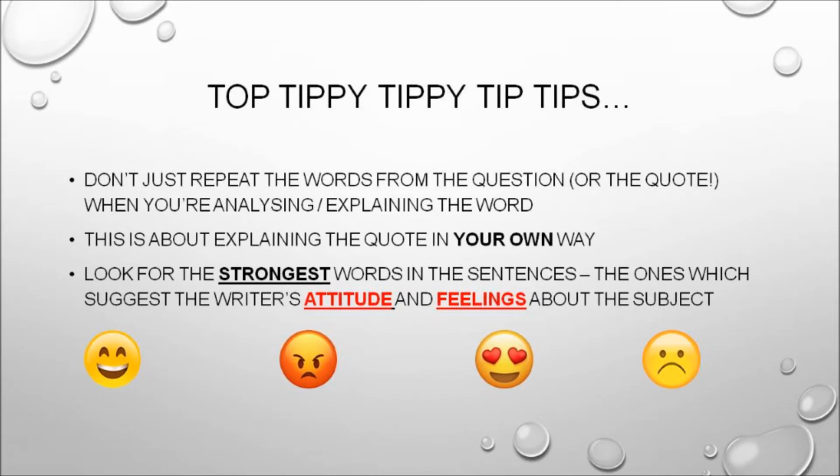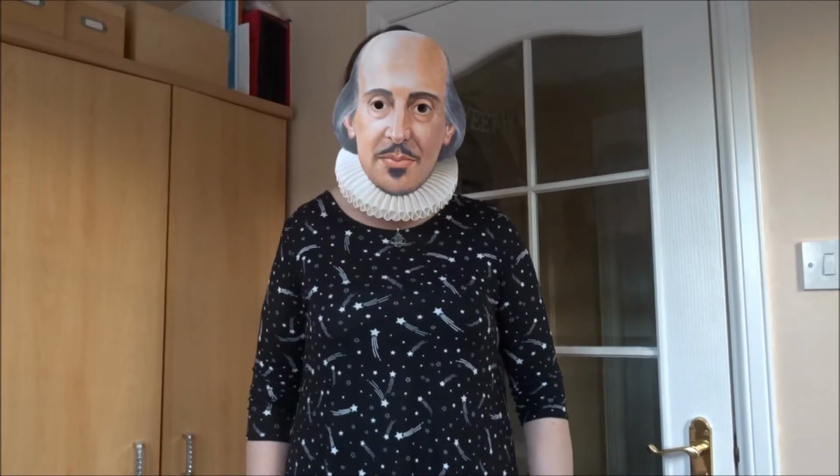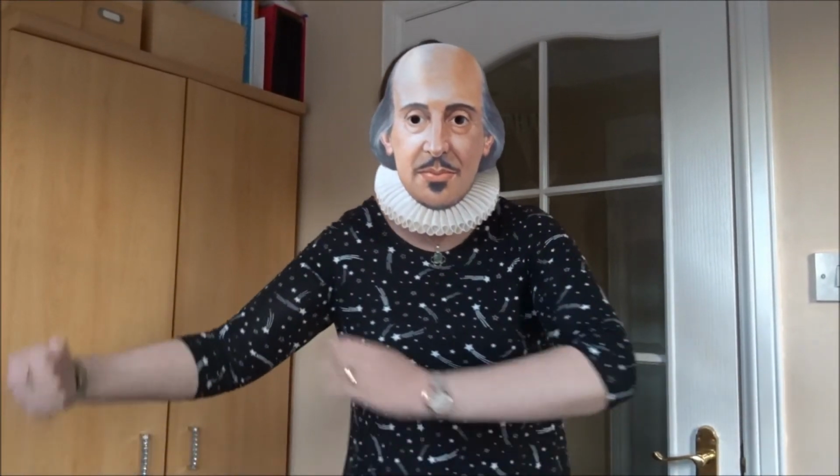Alright, so top tips. Don't just repeat the words from the question or repeat the quote again when you're analysing or trying to explain it. It's about trying to explain that quote in your own way, so using your words. So how do you find the word that you're looking for? Well, really, you're looking for the strongest words in those sentences, whatever the section is. The words that suggest either the writer's attitude or feelings about the subject. So it's really the really strong words that stand out, that suggest a feeling or a view or an attitude towards something. So you're looking for the strongest words.